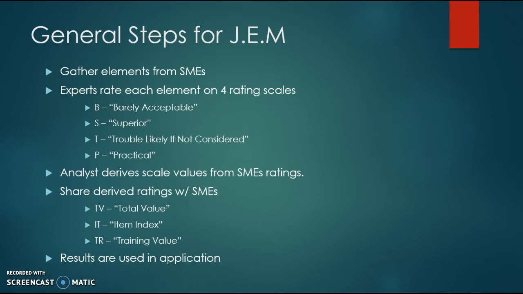There are 6 general steps for job element method analysis. The first step is to gather elements from subject matter experts. Experts will then rate each element on 4 rating scales. These scales include barely acceptable scale, superior scale, trouble likely if not considered scale, and lastly the practical scale. The analyst will derive scale values from subject matter experts' ratings. The derived ratings will then be shared with the subject matter experts. These derived scales include total value scale, item index scale, and training value scale. Results from these scales can then be used in the intended application of the job analysis.